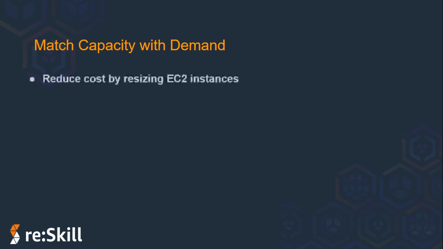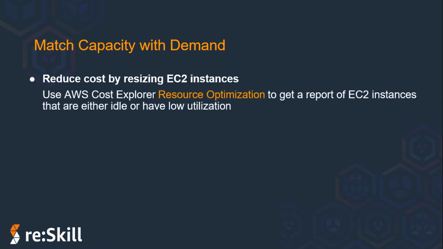So we can use Cost Explorer resource optimization to get a report of EC2 instances that are either idle or have low utilization. We can then reduce the cost by either stopping or downsizing these EC2 instances. There are a few other solutions also available, like AWS Instance Scheduler to automatically stop the instances and AWS Operations Conductor to automatically resize the EC2 instances.